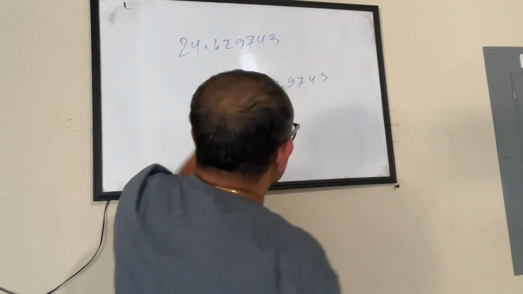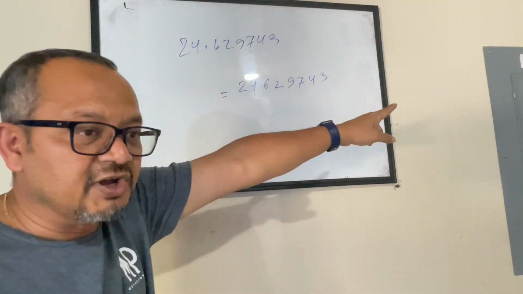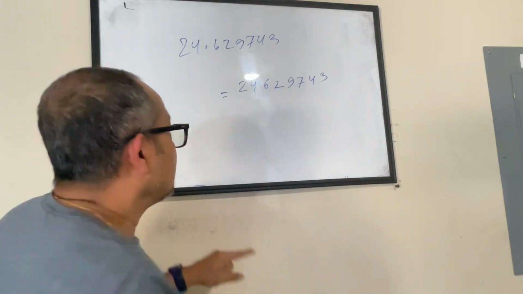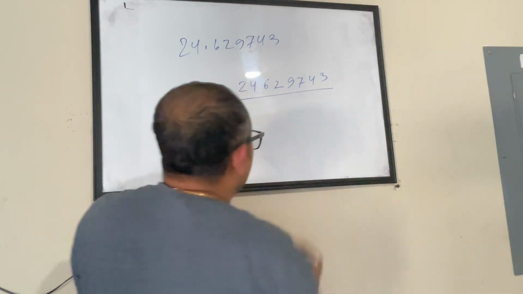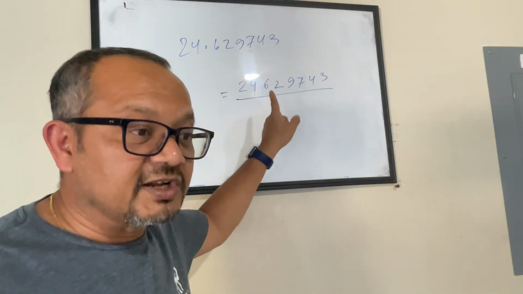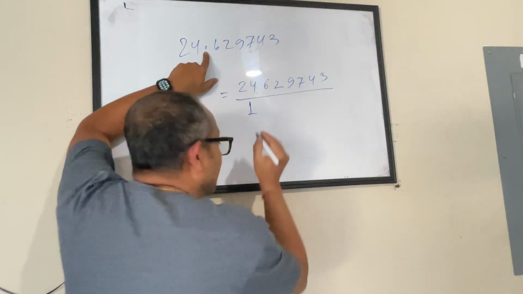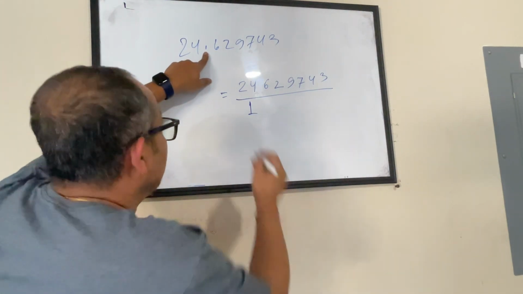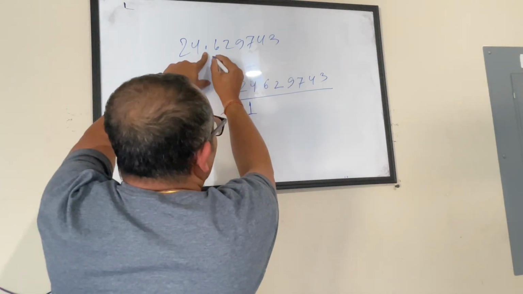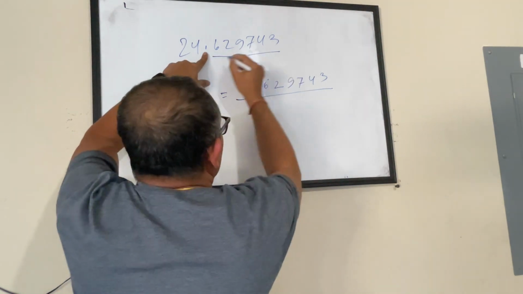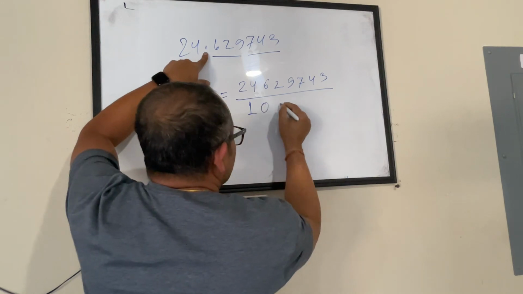24629743. You just write all the numbers that you have on the screen. Now, say, okay, fine. Now I want to fix the problem because I forgot the decimal. So there is one decimal here, one decimal, I will write a 1. And then on the right hand side, how many digits are there? 6 digits. 6 digits meaning 6 zeros.